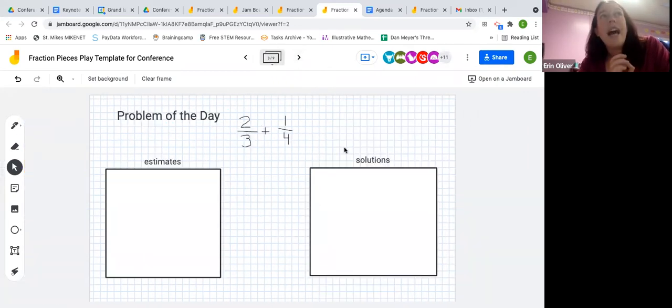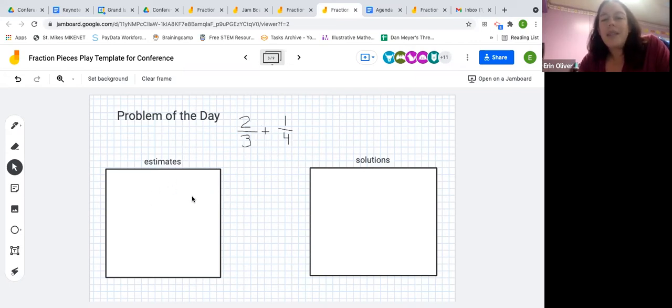So for time, we're not going to actually go through this one. I'm just going to kind of talk about it. After we had done a warm up, I would often have a problem of the day. These are designed for students who are really struggling to kind of imagine fractions, and we're not in common denominator world yet. They can't see that.